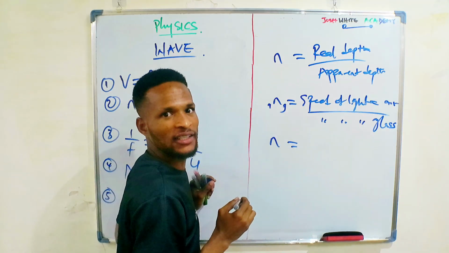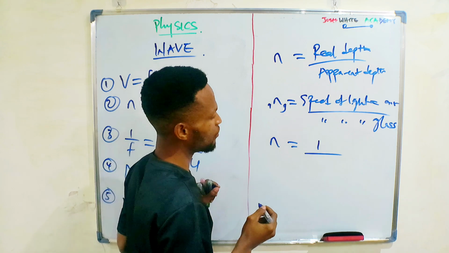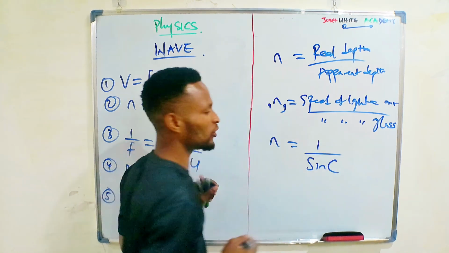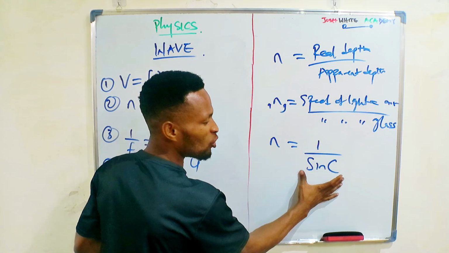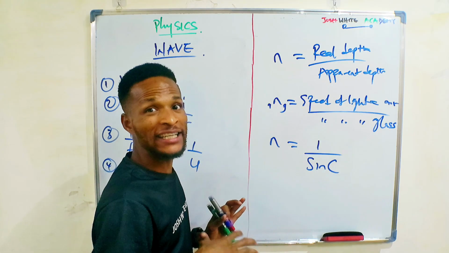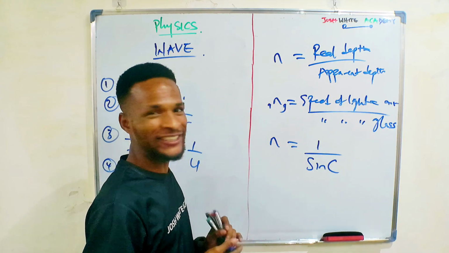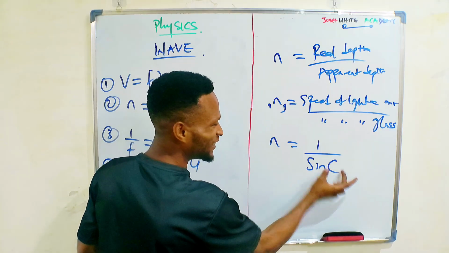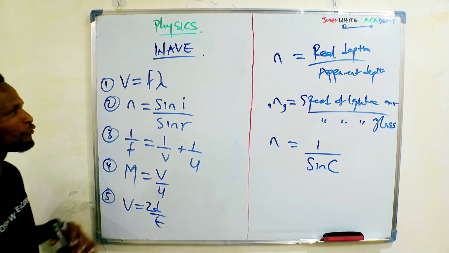And lastly, refractive index is equal to 1 all over sine of the critical angle. So refractive index is equal to the inverse of the sine of the critical angle. The critical angle is the angle that, if the incident ray exceeds it, the ray is totally internally reflected. It undergoes total internal reflection if the incident ray exceeds this angle. So these are the formulas you need for wave.